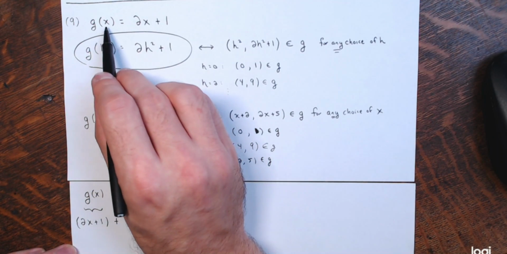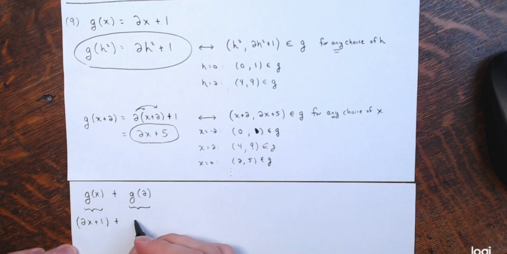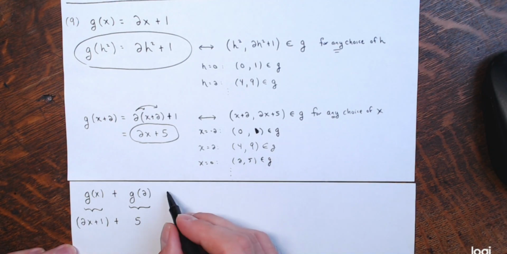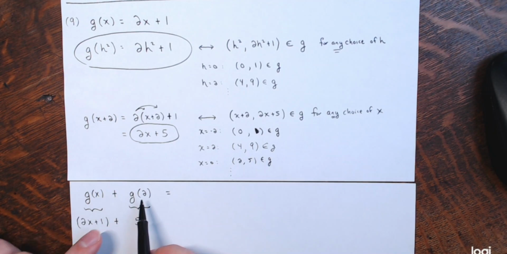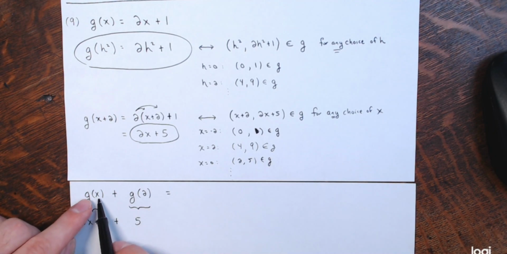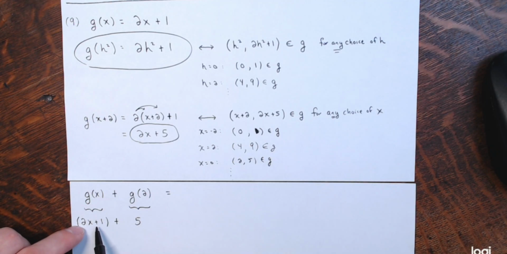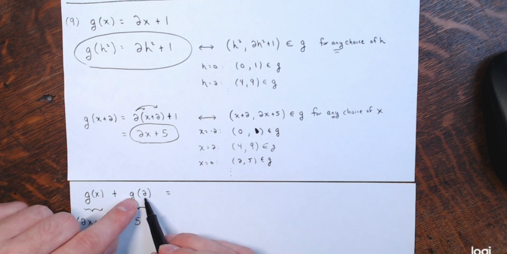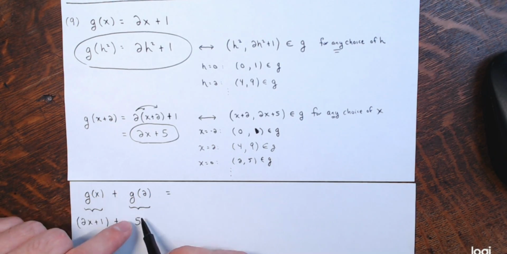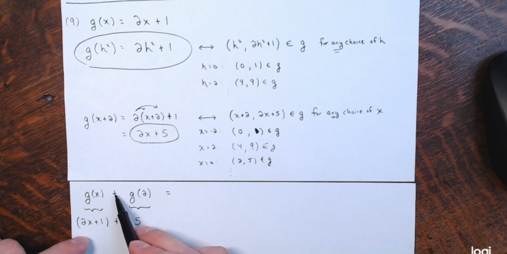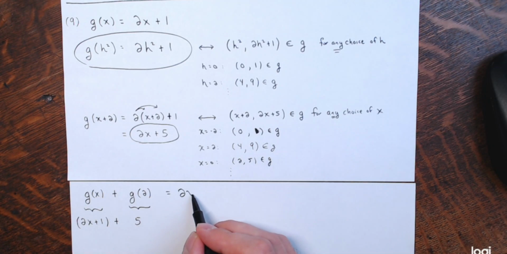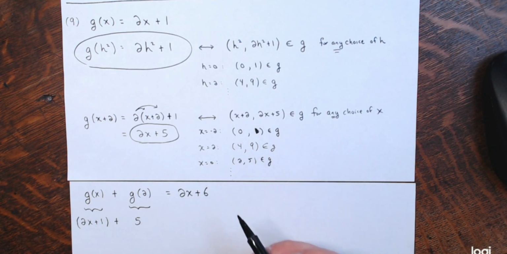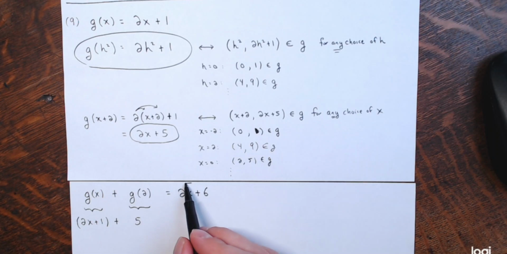And you can check that, right? 2 times 2 plus 1 is 5. And we're asked to add these. Right? So I'm evaluating G 2 times. I'm evaluating it at x, giving me 2x plus 1. I'm evaluating it at 2, giving me 5. And then we're asked to add those, right? There's a plus between them. And 2x plus 1 plus 5 is 2x plus 6. And this is it. Right?